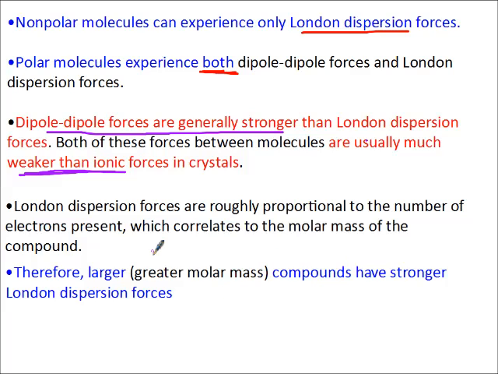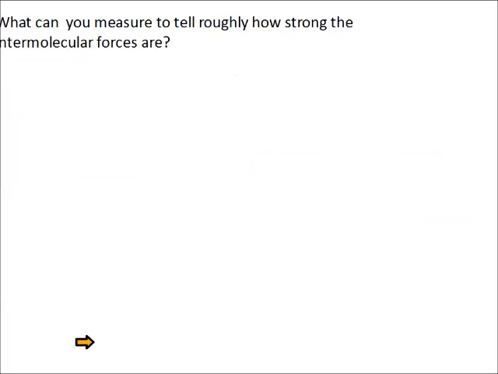London dispersion forces are also roughly proportional to how many electrons are present. The more electrons you have, the more you can have this swing and have stronger electrons on one side than the other. So we can figure out which ones have higher London dispersion forces by looking at the molar mass. So the greater the molar mass, the stronger the London dispersion forces are.